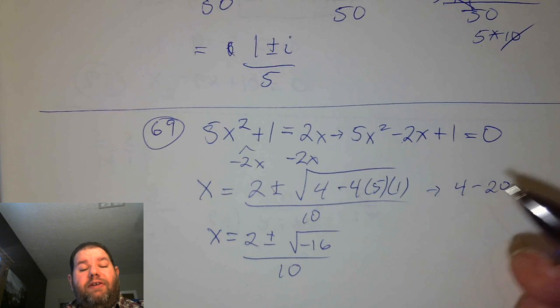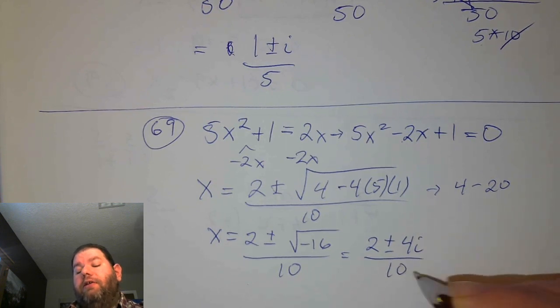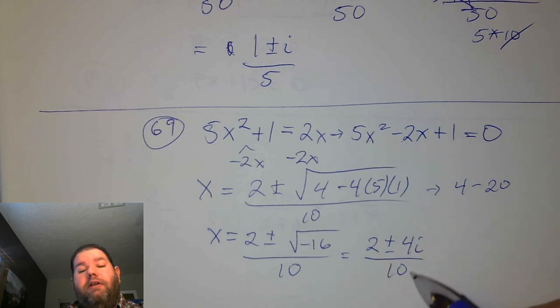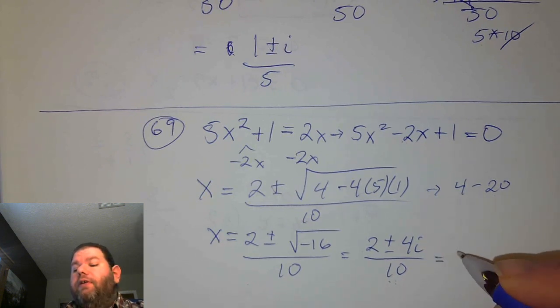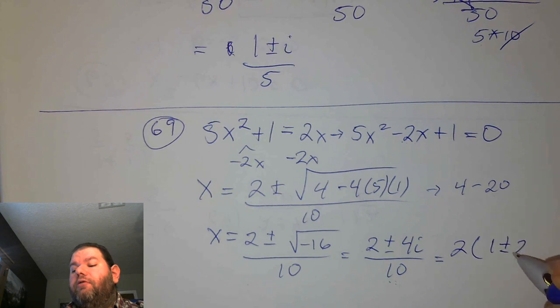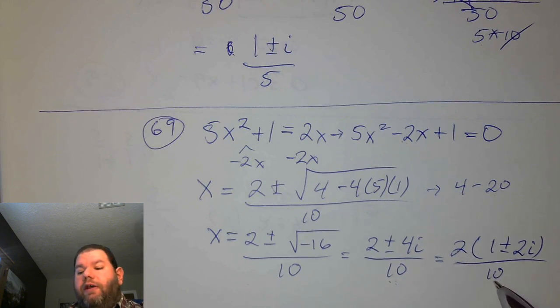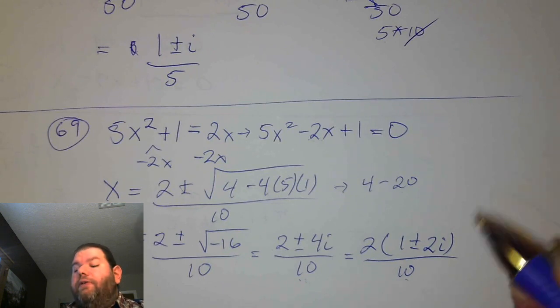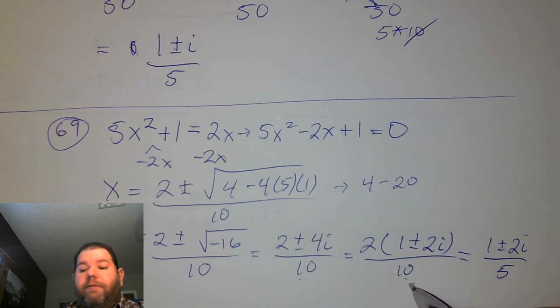And this ends up being very similar to 67 as far as how we'll need to reduce this, because we have 2 plus or minus 4i over 10, completing the radical. But again, 10 doesn't evenly divide into either one of those numbers, so we can't just divide this. Instead, we need to find a common factor for all three values. So between 2, 4, and 10, all of them have a 2 in common. Let's factor out a 2 in the numerator, then finally reduce the 2 with the 10. And so that will give us 1 plus or minus 2i over 5, because 2 goes into 10 5 times.